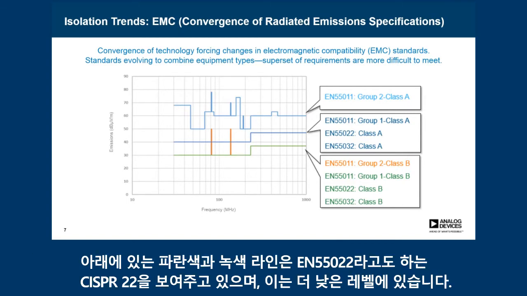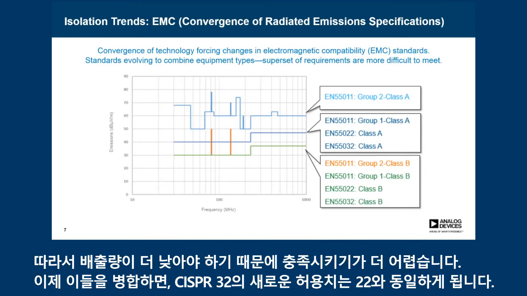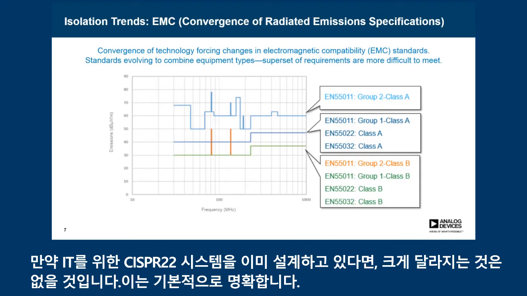The next lines down, the blue and the green lines, show the CISPR 22, also referred to as EN 55022. And these are at a lower level, therefore the emissions have to be of a lower magnitude, and they're more difficult to meet. Now, once you've merged these together, the new limits for CISPR 32 are the same as those for 22. So if you were already designing a system to CISPR 22 for IT, it's not a big change for you. In fact, it's basically transparent.